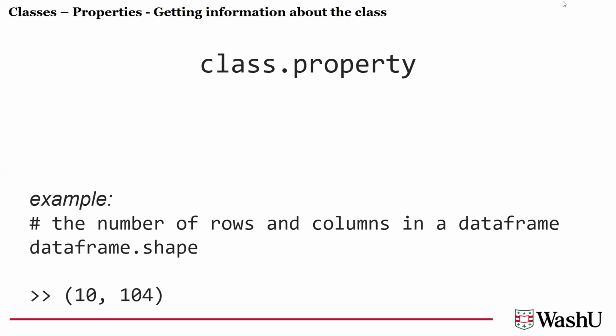So for example, if we have an object that is a data frame, so basically an in-memory table of information, and we want to know how many rows and columns are in that data frame, we can call dataframe.shape, and that's going to return the number of rows. That's the first number in between the parentheses, and then the number of columns is going to be the second number. So that is an example of how you can get information about a class by calling the property. So in this case, the shape property of the data frame.